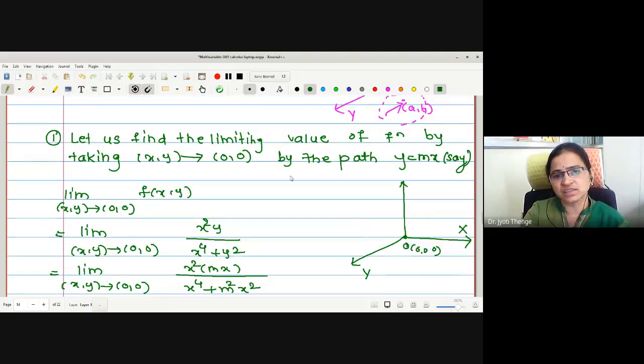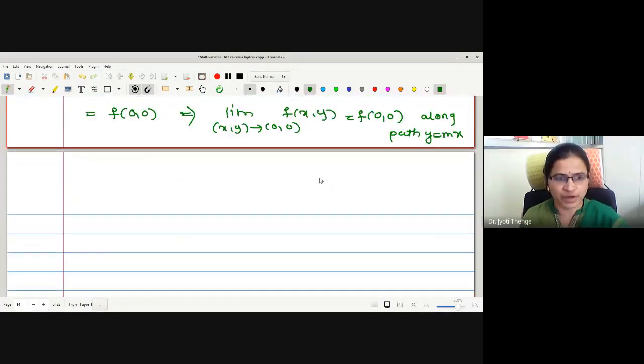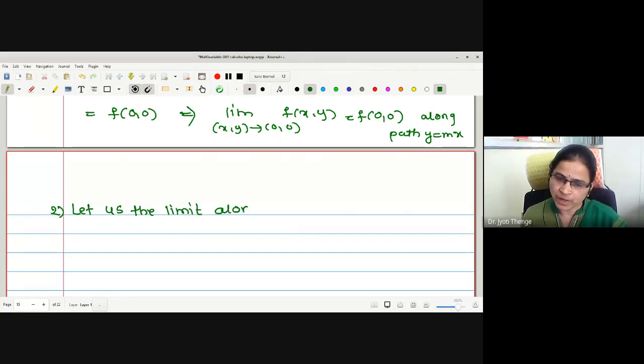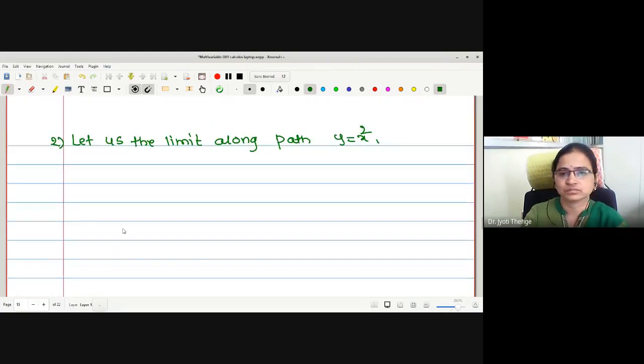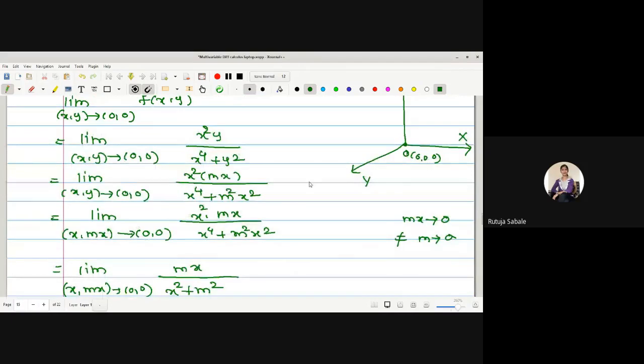Therefore, let me check the same limit with respect to another path. Let me write number 2 here. Now let us check the limit along another path. Now I select a parabola, the path y equal to x square. Whether the parabola contains this origin or not? Yes, ma'am, it contains.